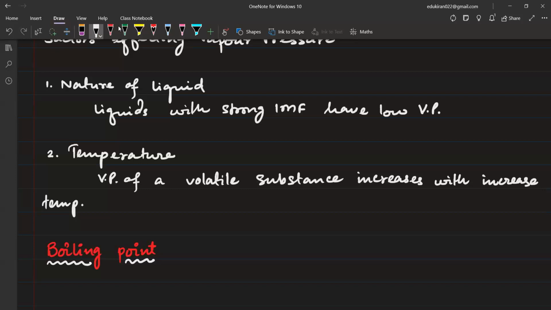All of you understood vapor pressure? Yes or no? Please tell me. Deborah, Hafsa, Mariam, Saad, and Shahid.